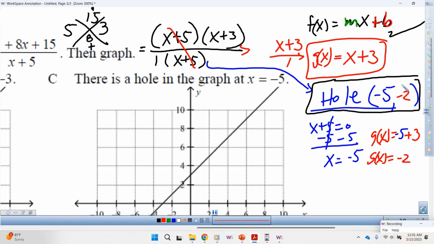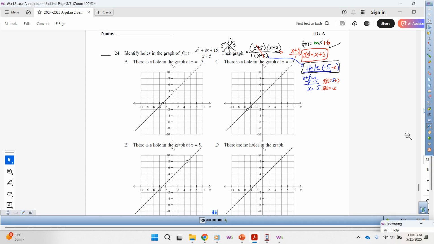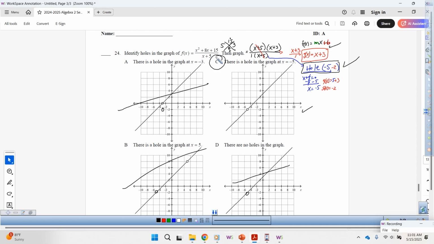All right, but I want to start with the hole. Let me zoom out. The hole should be at negative 5, negative 2. So let's check that for each of these. Negative 5, look at this hole. Negative 2 should be over here, so that means this one is not correct. Let's check C. Negative 5, negative 2. Yeah, there's a hole right there. So far, that one is correct. Negative 5, negative 2. No, there's no hole there. And negative 5, negative 2. No. So the only possible answer is C.